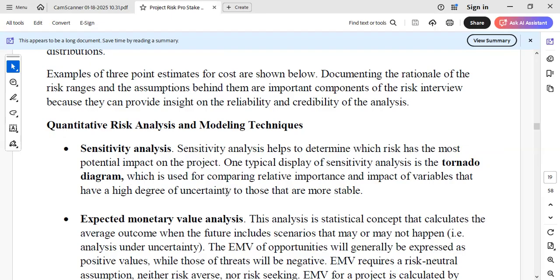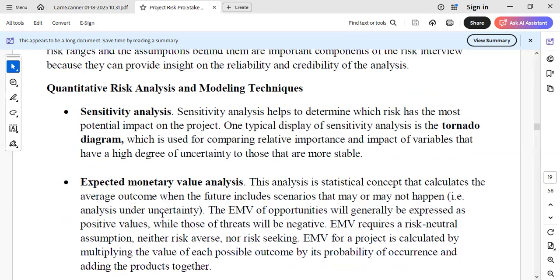It is used for comparing the relative importance and impact of variables that have a higher degree of uncertainty to those that are more stable. But this sounds like a spiritual talk, right? All you need to know is that there is a tool we use in analyzing the numerical value of the risk, called sensitivity analysis. You can do that manually. You can also look at risk and speculate. But when we have the risks identified and placed in software, it can look at them and juggle and come up with some knowledge about them.